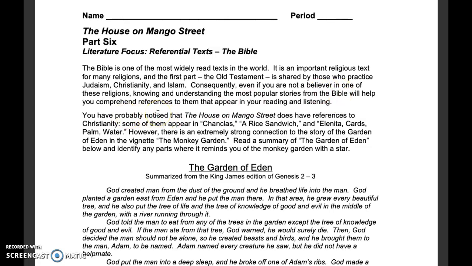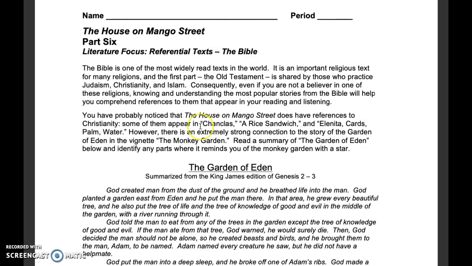You have probably noticed in The House on Mango Street that it does in fact have references to Christianity. We see some of them appear in many of the vignettes, including Chanclas, which did include a baptism, I believe. You see it in The Rice Sandwich at the Christian school with nuns as teachers. You also see it in the chapter Elenita, Cards, Palm, and Water, where she talks about her religion and her beliefs. There is an extremely strong connection, though, in this particular vignette called The Monkey Garden, specifically with the Garden of Eden, which is one of the first stories told in the Old Testament.